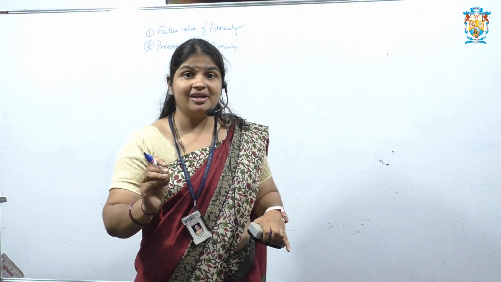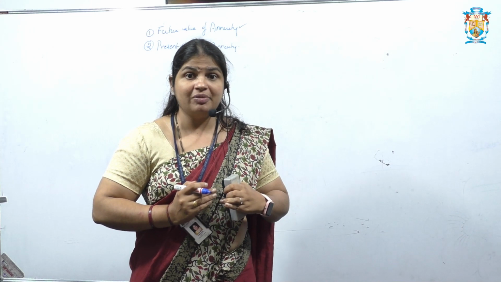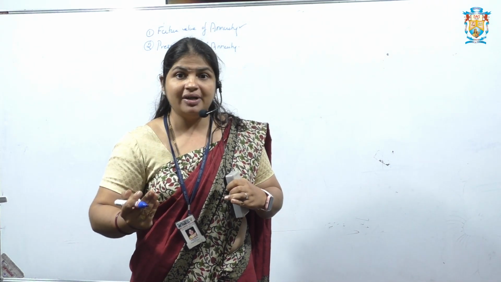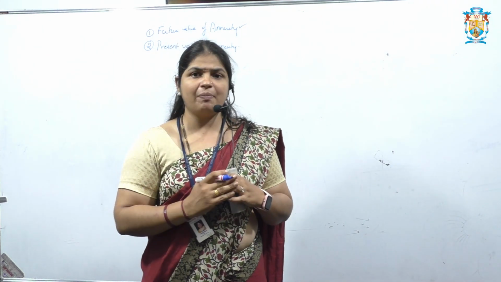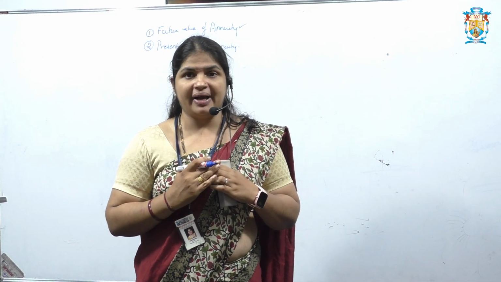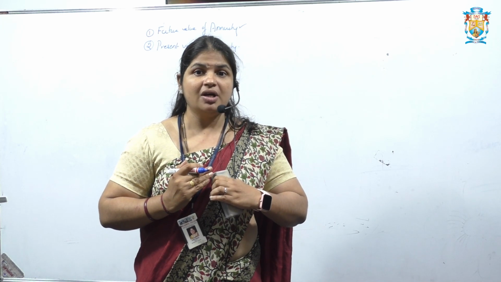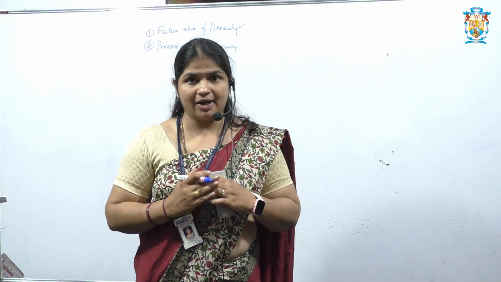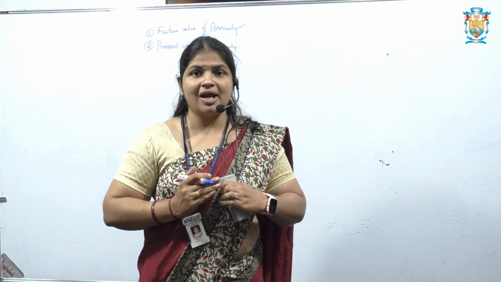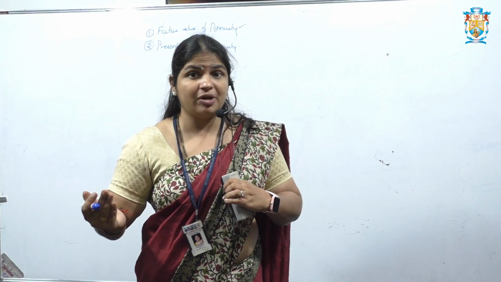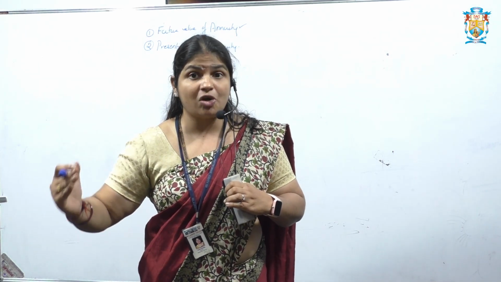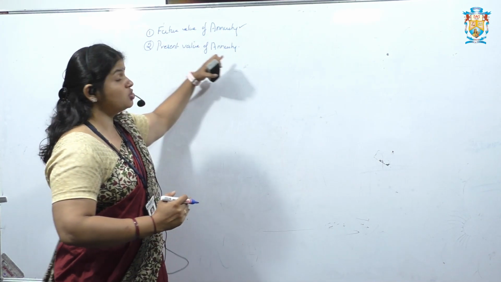Next is present value of annuity. Present value of annuity is nothing but we get a lump sum amount immediately and we make the repayment on an installment basis. For example, if I take a loan from a bank, I get the money immediately, a lump sum amount is received by me. For example, I take a loan of 10 lakh rupees. So immediately I get 10 lakh rupees. But what is the procedure of repayment? I make the repayment on an installment basis. That is known as present value of annuity.